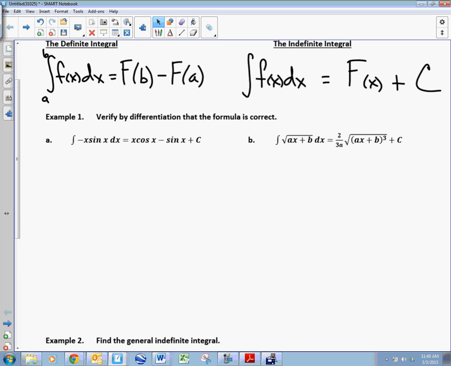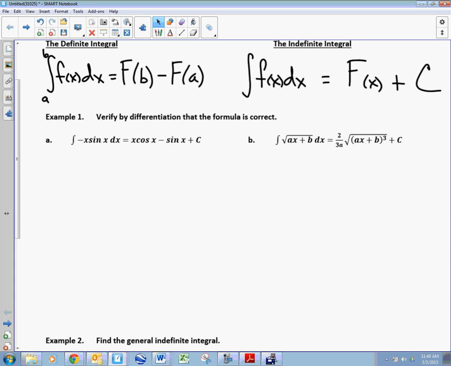You should write c as an expression. When you find an indefinite integral, you should write c. If the question was find an antiderivative, then you could put anything.